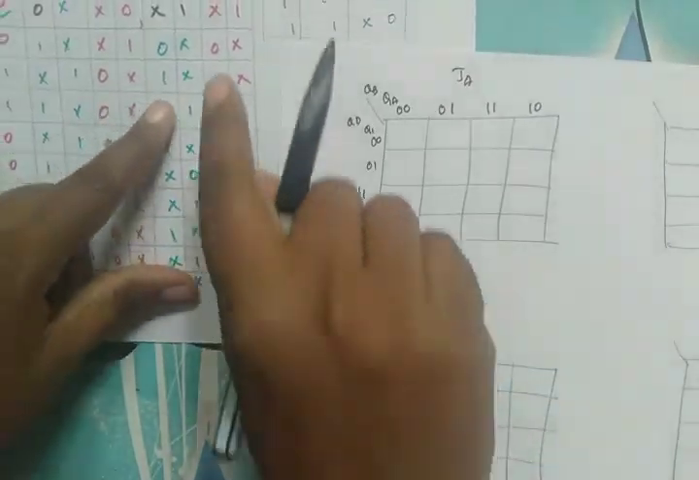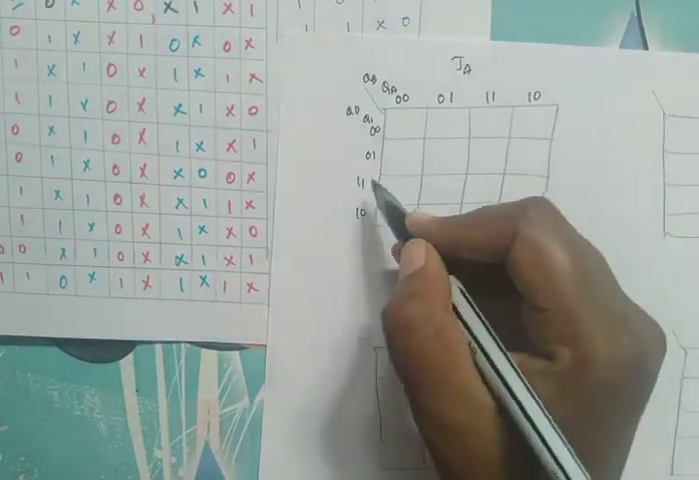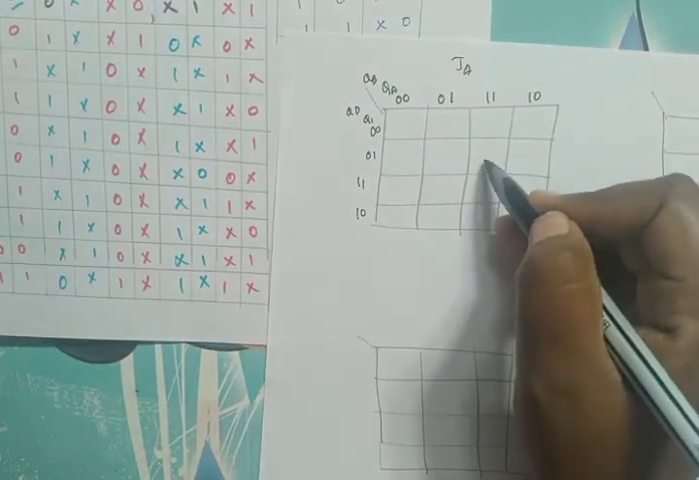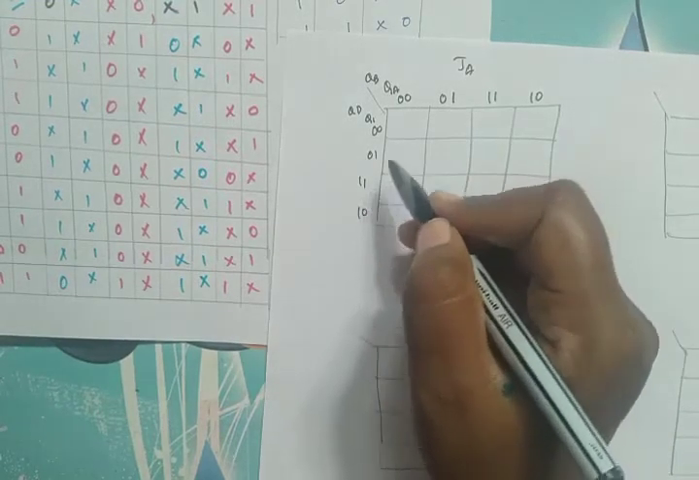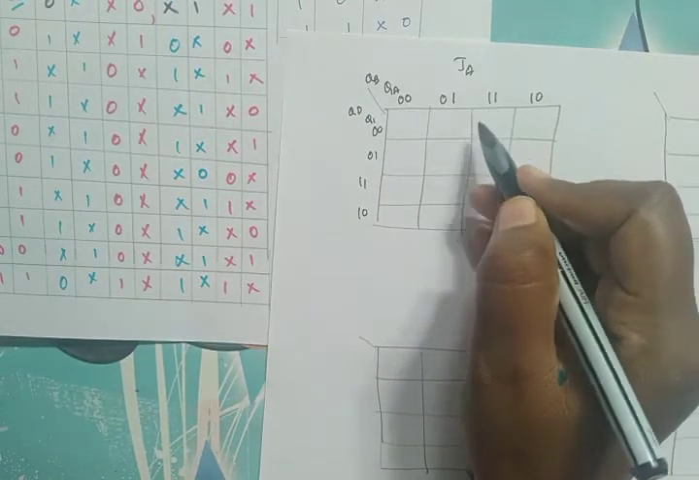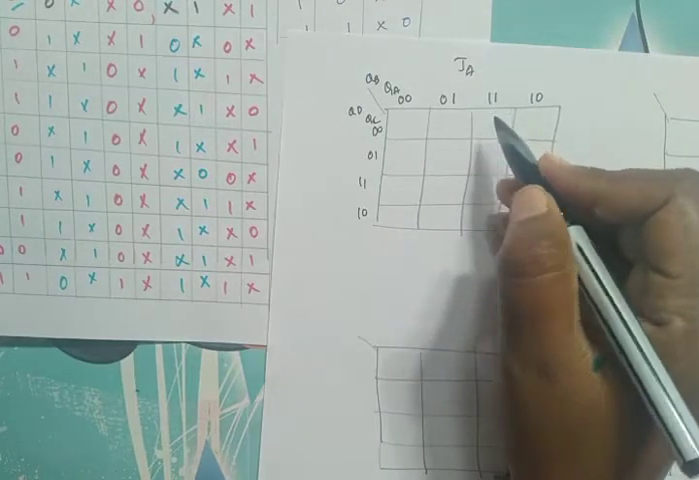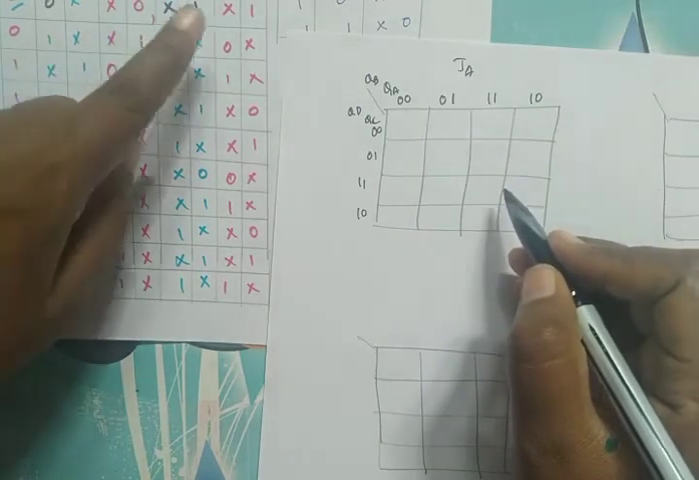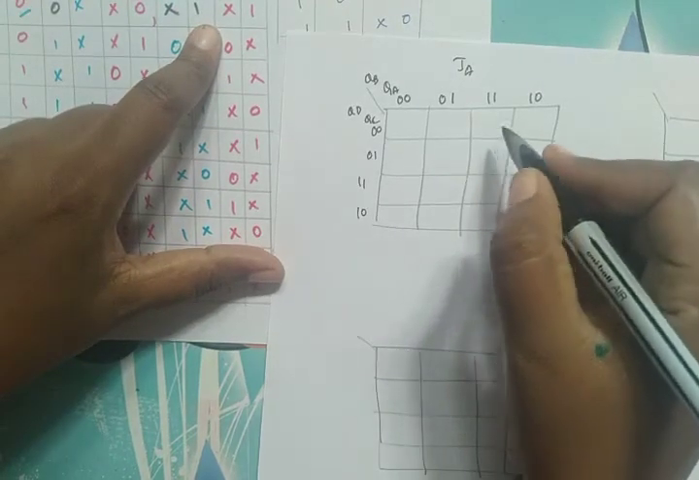Now check JA. 0, 1, 1, 1. For 0, 1, 1, 1, 1, 0. This is 1, 1. Then QC, QD is 1. This is C. 1, 1, 1, 0. So for this our JA will be X.